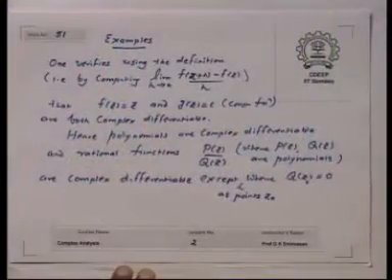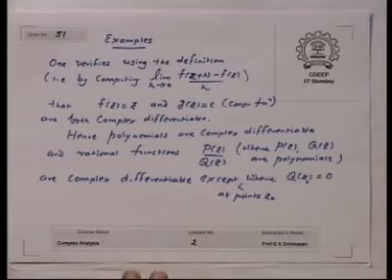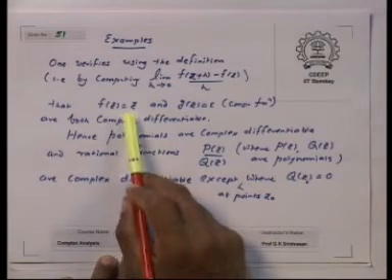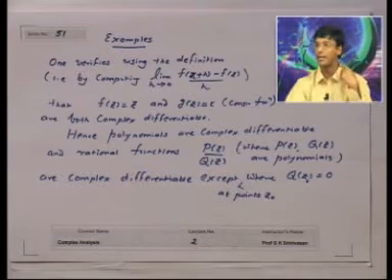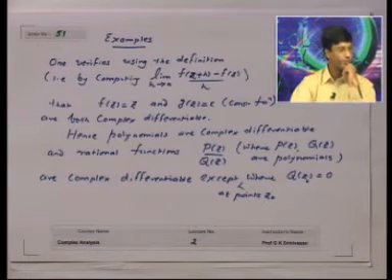Alright. So now let us take up a few examples. One verifies using the definition, that is directly from first principles if you like, that f(z) equal to z is complex differentiable. The limit of (f(z0 + h) - f(z0))/h exists and the limit is 1. So this function f(z) equal to z is complex differentiable.